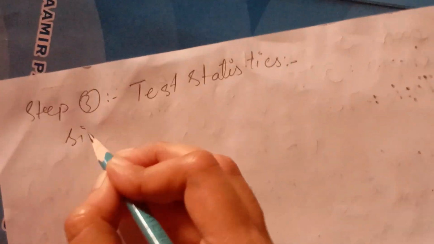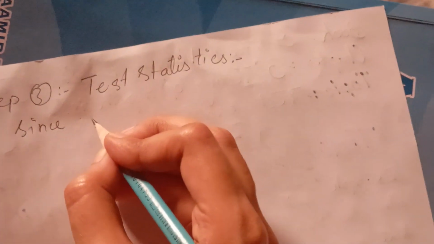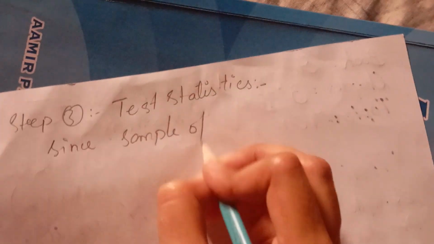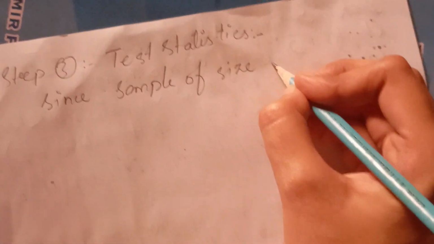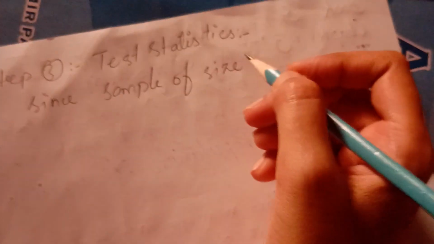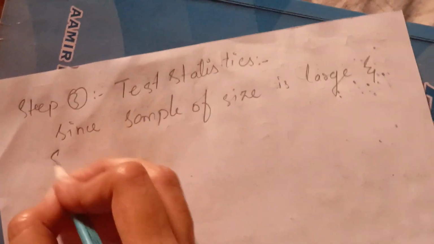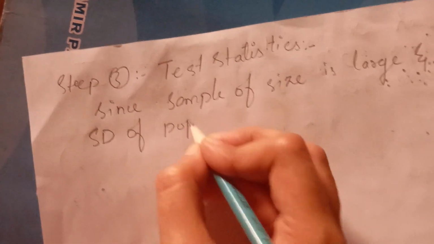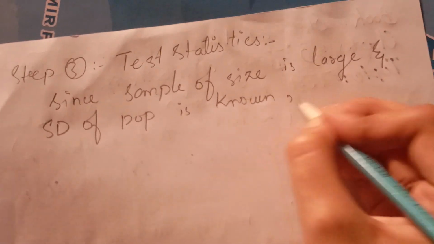We have to write the statement. So since the sample size is large, and the standard deviation of the population is known, we use Z statistics.